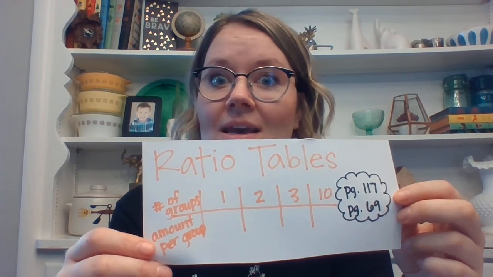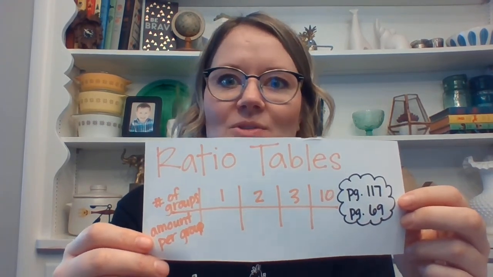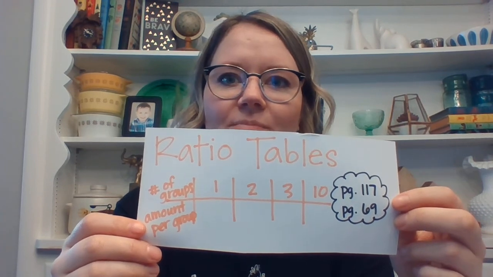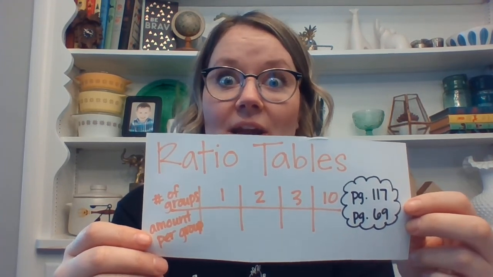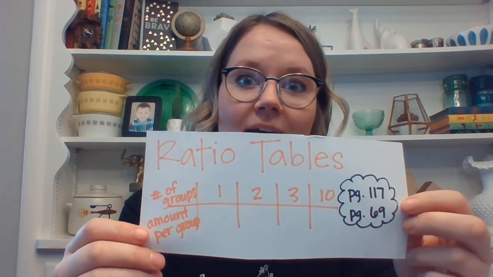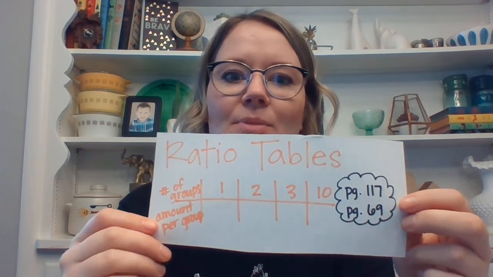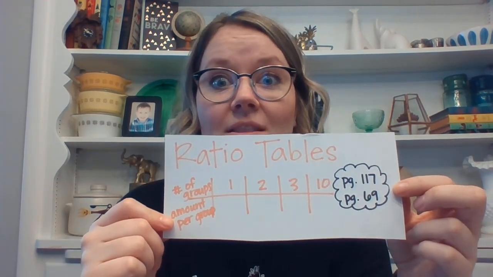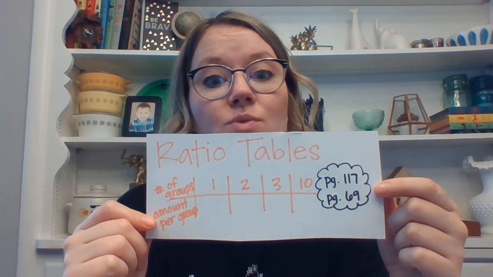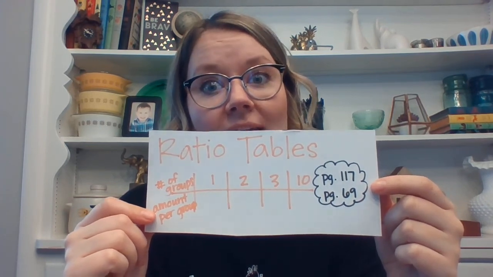So this is a really great strategy that will hopefully make the transition to ratios in sixth grade a little bit simpler. You can find ratio tables in Learning Packet 1 on page 117 and on page 69.